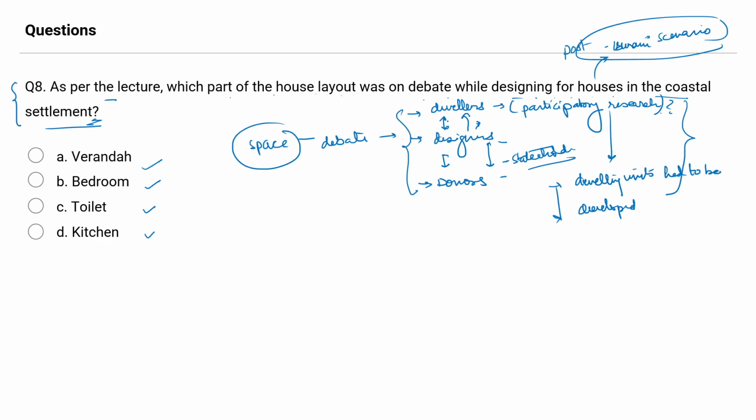So when they were talking to all these dwellers, they realized that they don't want a certain space within their house, and you have to identify which among them was the option.